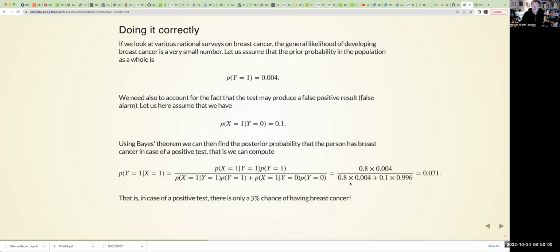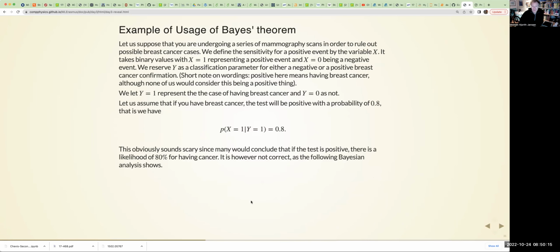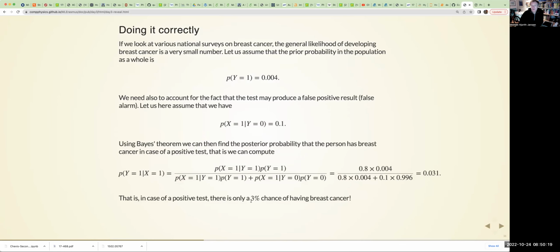And that means that if you now test positively, then the probability of having breast cancer is 3%, which sounds much, much better than 80%, which we looked at in the previous slide. So this is a matter of wording. What kind of probabilities are those which we are looking at? So Bayes' theorem gives us a tool to perform this analysis.